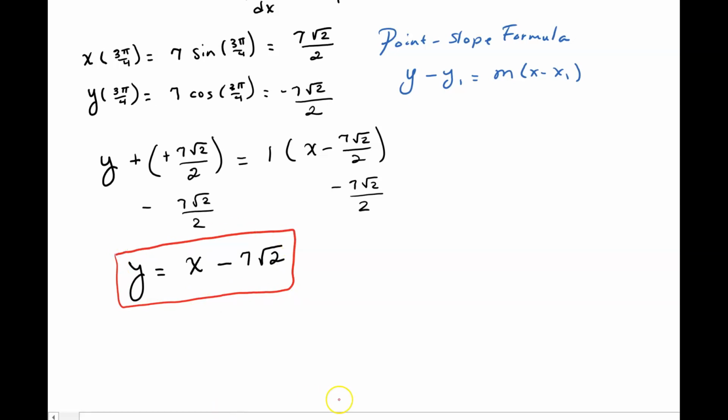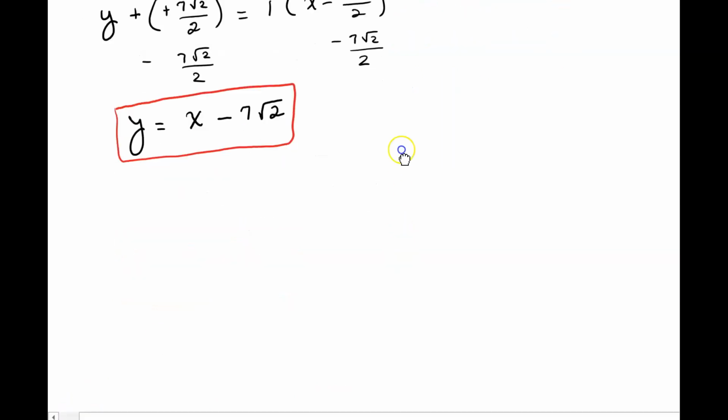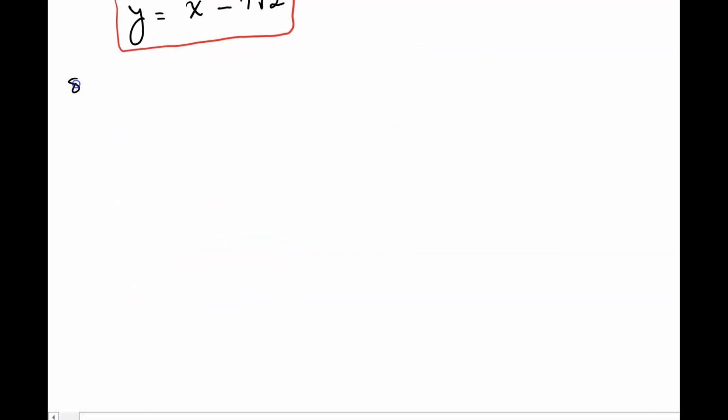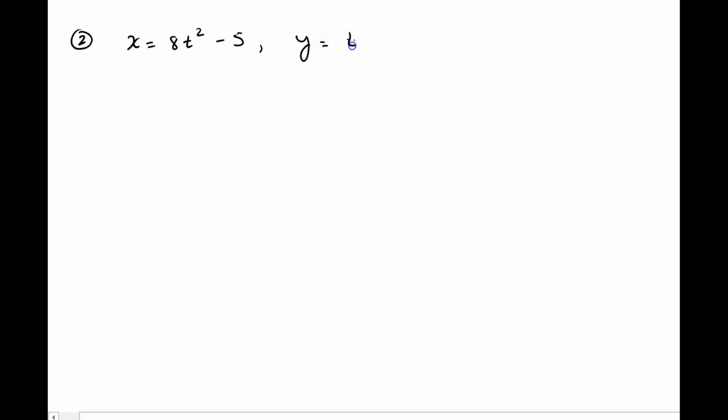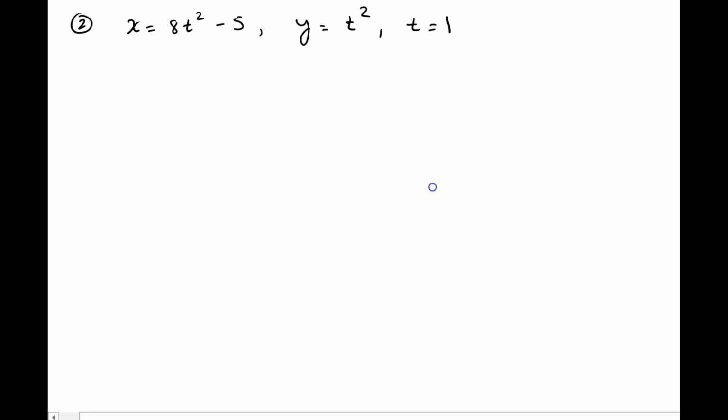All right, so let's go ahead and take a look at another example. In looking at number 2 here, we're going to have x equal to 8t squared minus 5. We're going to have y equal to t squared with a t equal to 1. This one should be a little bit easier for you because there's no trig involved, right? Purely algebraic. So this should be very easy.